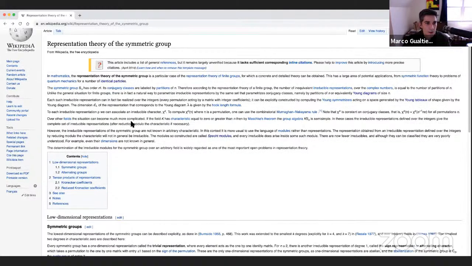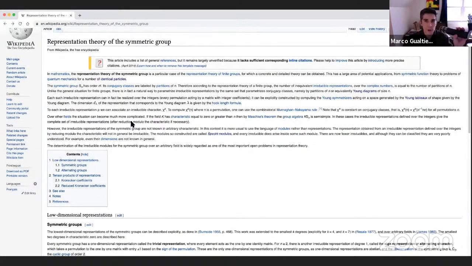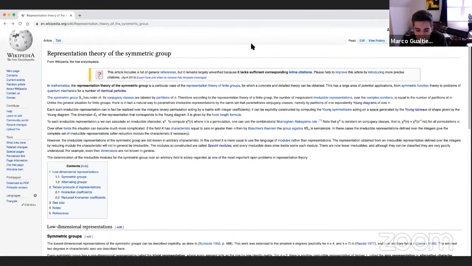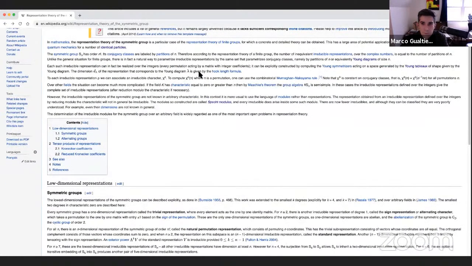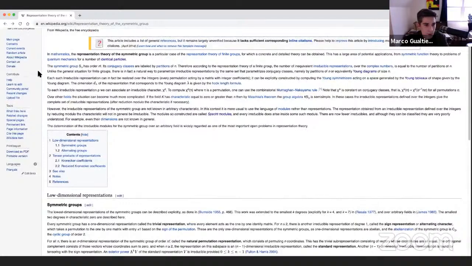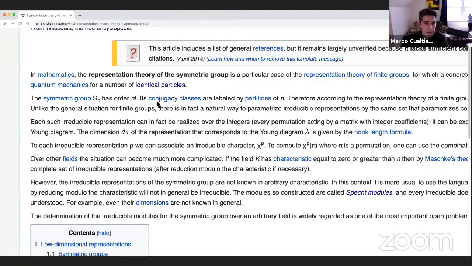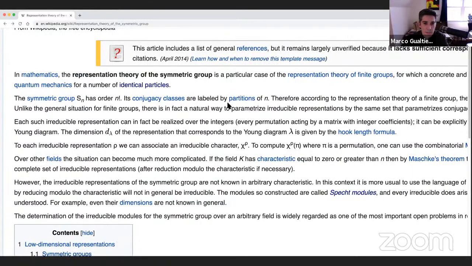Okay, so let me just share this for a second. Here we see the representation theory of the symmetric group. I don't know if that's visible. The symmetric group has order n factorial, and the conjugacy classes are labeled by partitions of n.